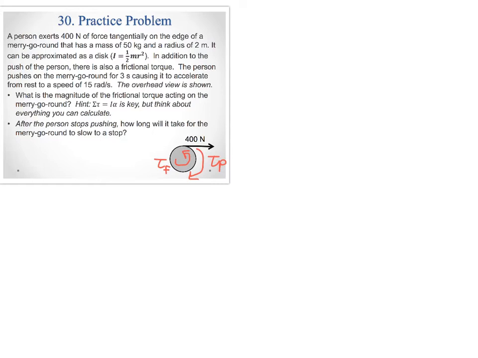So what I'm going to start doing is finding the things that I can find. I know that my moment of inertia is given by 1/2 mr squared because it's a disk. And so I can substitute in that mass and that radius, and I can solve for my moment of inertia, which is going to be 100 kilogram meters squared.